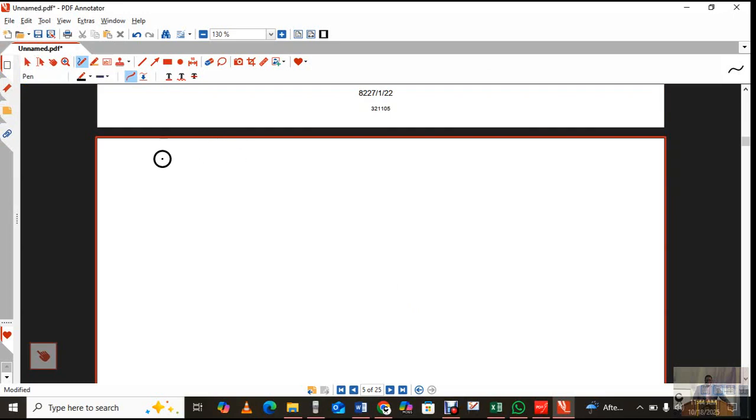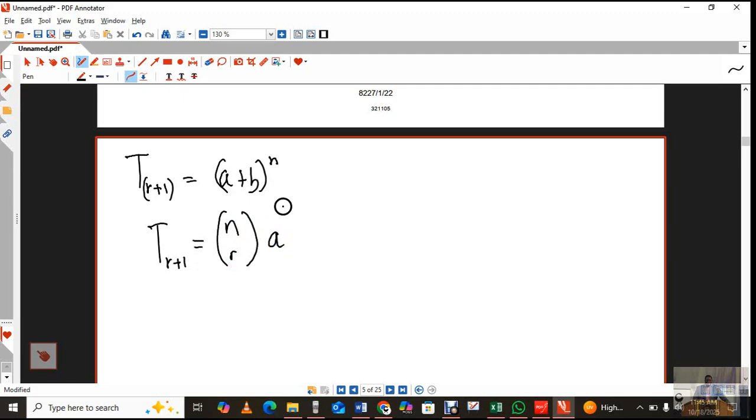So you do know the formula, the r plus 1 term formula, which is obviously based on the idea of a plus b. So if you have a plus b to the n scenario, then the general formula will be n choose r, then you have your a, which is going to be to the power n minus r over here, then you have your b to the r. This is the general formula, right?